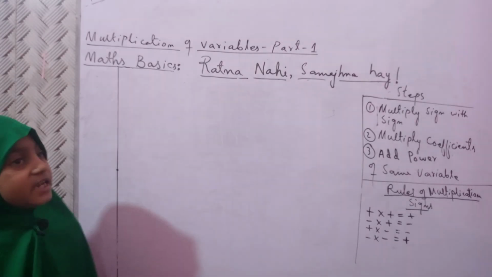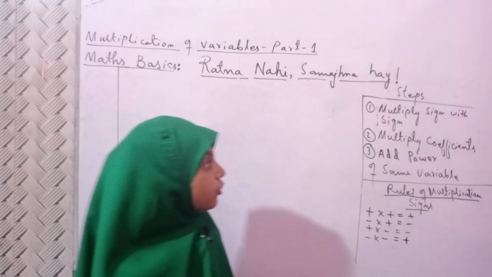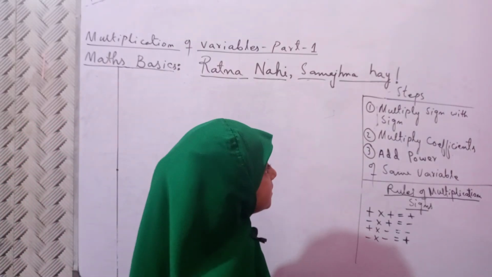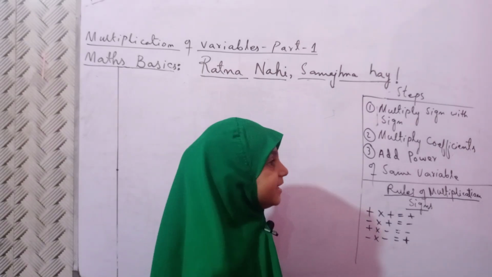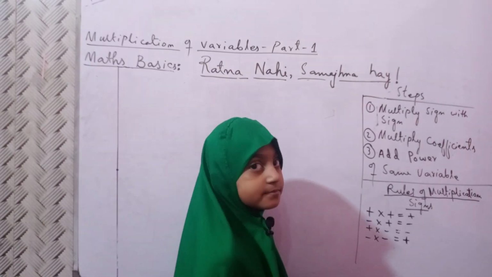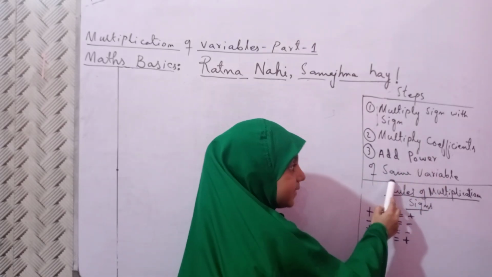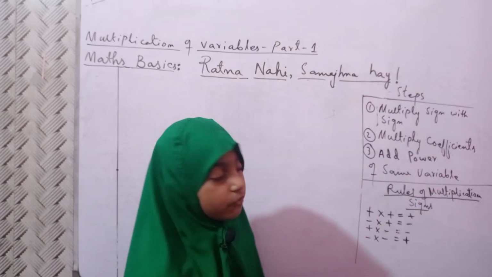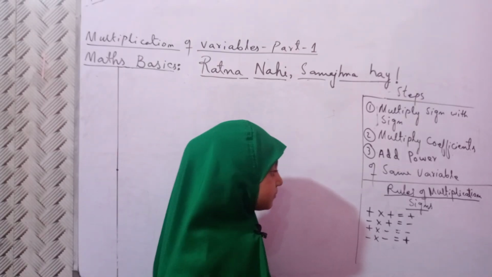multiplication of variable part 1, and you will need to follow the steps. First, multiply sign with sign. Second, multiply coefficients. Third, addition: add the power of the same variable. And we will follow the rule of multiplication of signs.